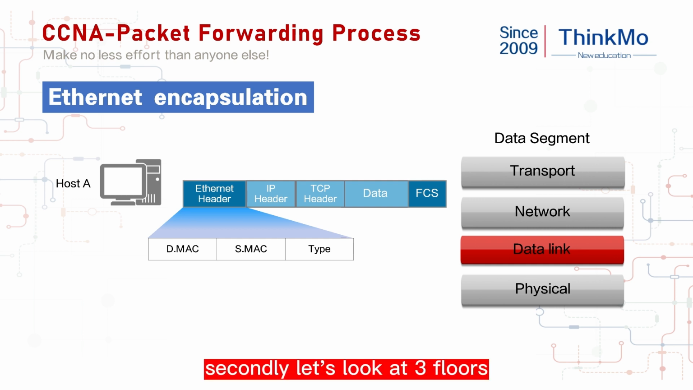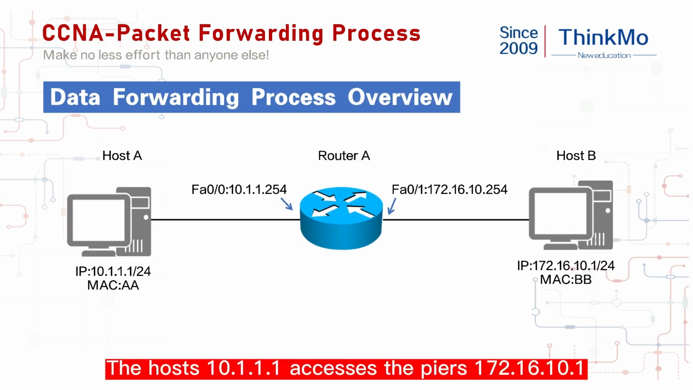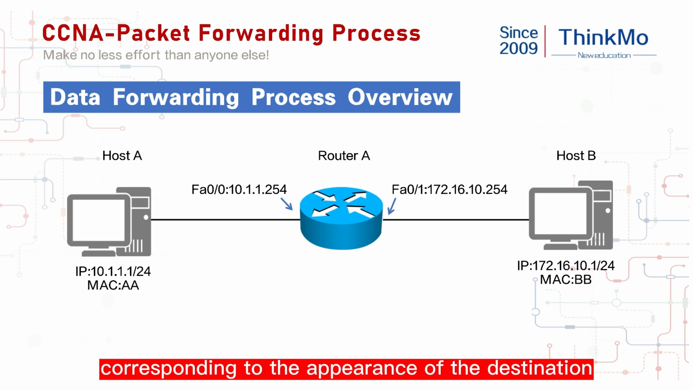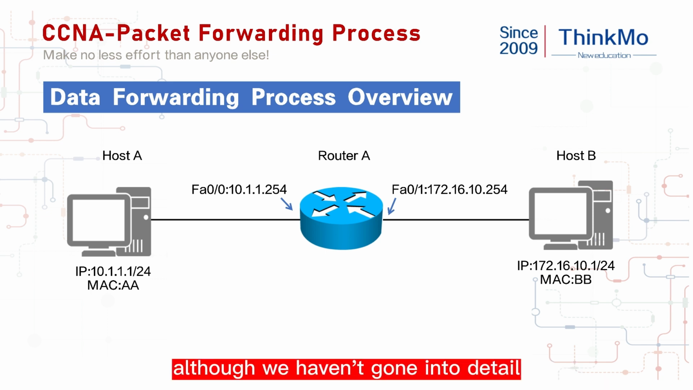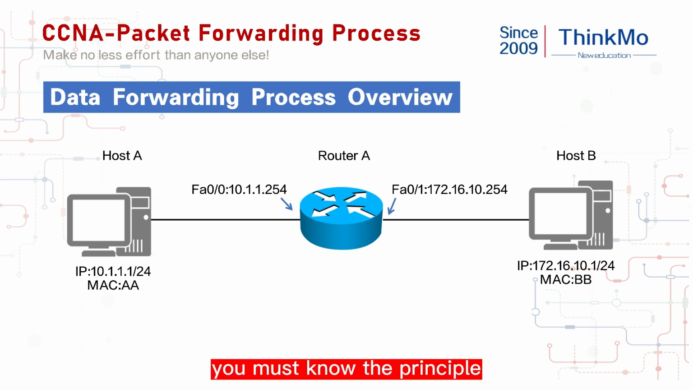Secondly, let's look at layer three. In the third layer is the IP. The host's 10.1.1.1 accesses the peer's 172.16.10.1. Upon arrival at a device, the destination must be queried in the routing table on this device. Although we haven't gone into detail, first of all you must know the principle. Certainly, the same is true for reply packets.